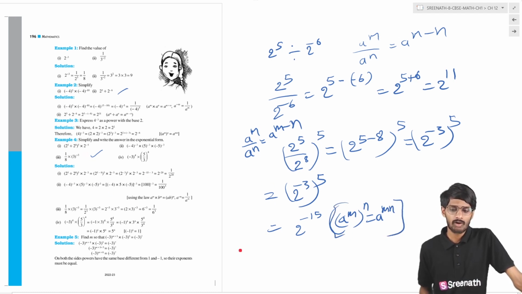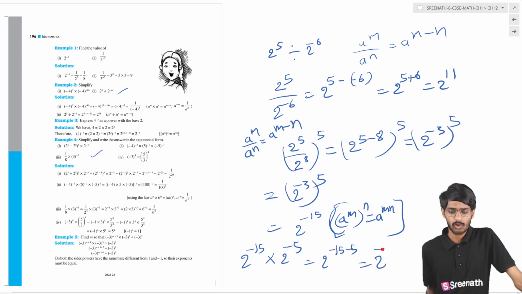Next thing is we have to multiply this 2 power minus 15 with 2 power minus 5. So that will become 2 power minus 15 minus 5, that will become 2 power minus 20. So this is the answer now, students, 2 power minus 20. So next thing is, if you want anything, in this way you can do it, students.